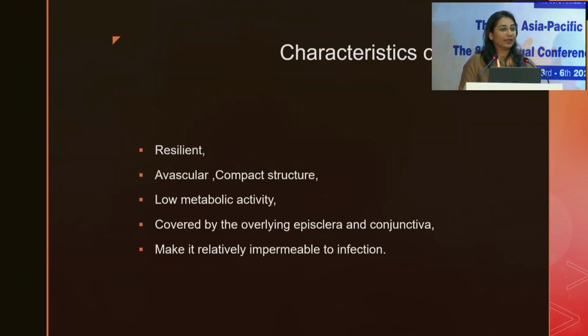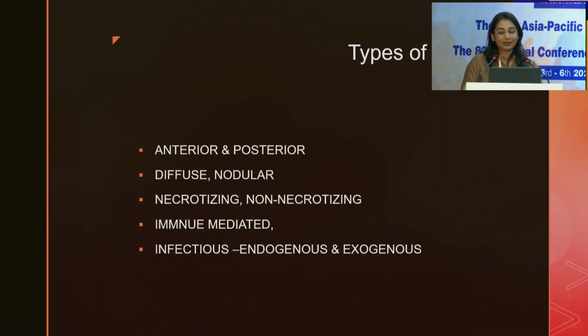We all know the characteristics of the sclera: it is very tough because of its composite nature, covered with episclera, along with low metabolic activity, avascular structure and impermeable to infection. But if infection happens, then it is a disaster.